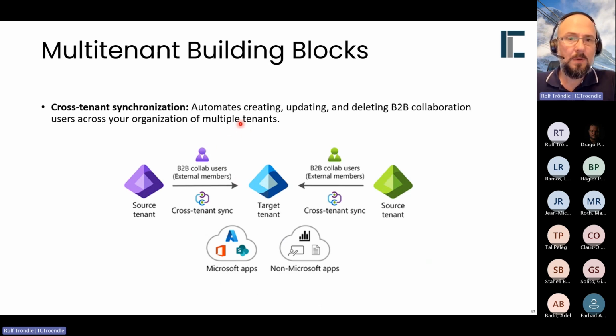The third building block is the cross-tenant synchronization. The synchronization is part of the cross-tenant access settings configuration. If you do it manually, then you will be able to synchronize users between tenants. So all users, or only users in scope from the source tenant, the purple one, can be automatically synchronized using the cross-tenant synchronization engine. That's a feature that's part of Entra ID, to your tenant, let's say the target tenant, the blue one. Same for the green one.